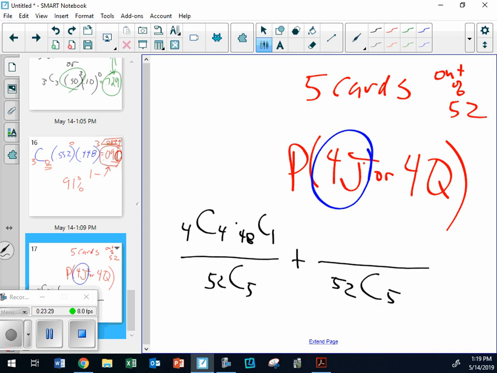Okay, and then the 4 queens thing, it's identical. Because 4C4, we can't tell that those are jacks versus queens. And then it's 48 other cards, choose 1. And so couldn't I, instead of adding 2 identical things, just said it was 2 of the first thing? True. Don't have to do it that way, but okay.